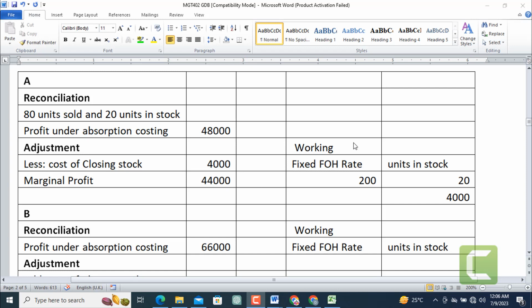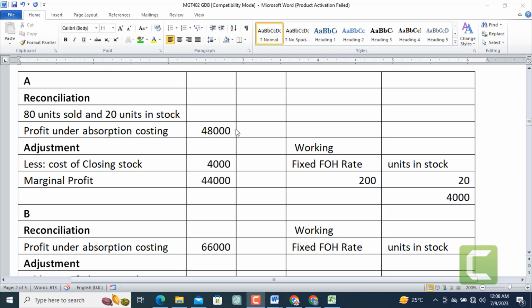Now here is a working. Look at this. Fixed factory overhead rate is equal to 200, and units in stock unsold are 20. So the fixed overhead is 200 per unit. We are going to multiply these 200 by 20 units, and we will get 4,000. This is the portion of the cost of closing stock that has been included.